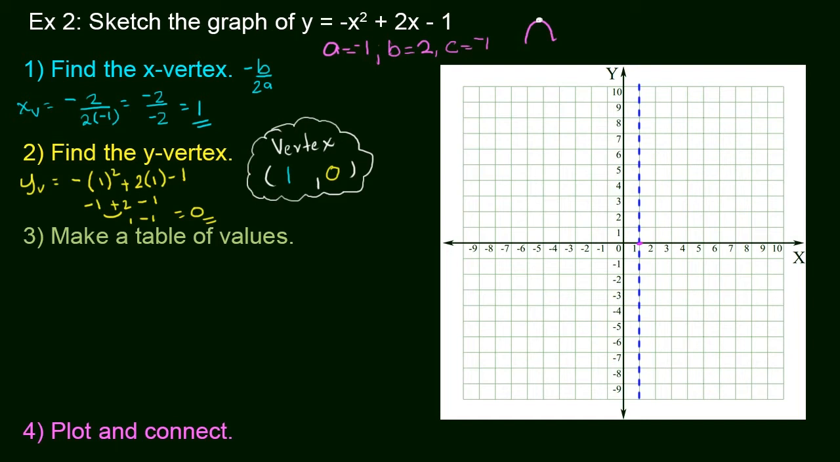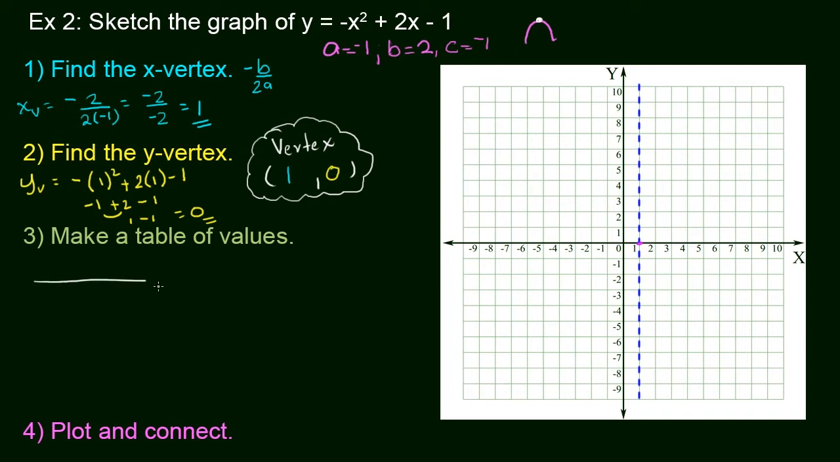Step 3 is to make a table of values. Since I know parabolas are symmetric, I'm going to make my life simpler by choosing points on one side of my axis of symmetry, and then reflecting it across the axis of symmetry to get my parabola. I always like to choose the side that has the 0 in it. So in this example, I'm going to choose the left side of my axis of symmetry and choose points from the x-axis over here to evaluate.